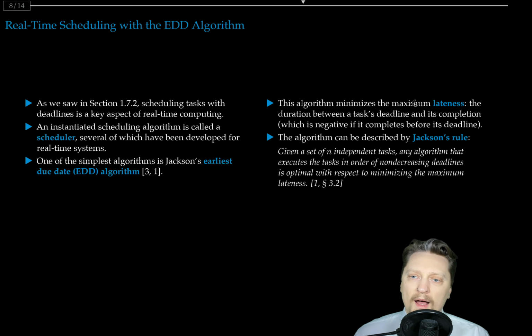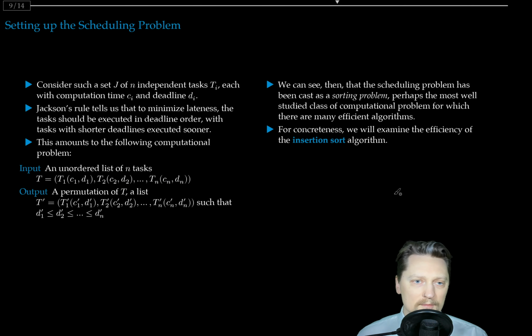This algorithm minimizes the maximum lateness, the duration between a task's deadline and its completion, which is negative if it completes before its deadline. The algorithm can be described by Jackson's rule. Given a set of n independent tasks, any algorithm that executes the tasks in order of non-decreasing deadlines is optimal with respect to minimizing the maximum lateness. Setting up the scheduling problem.